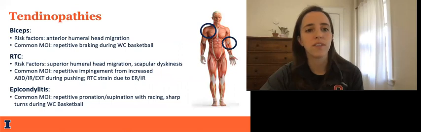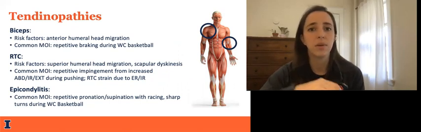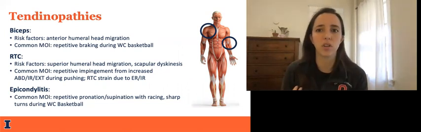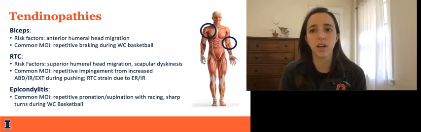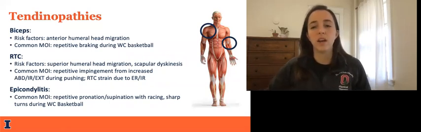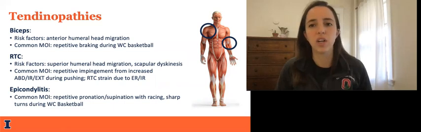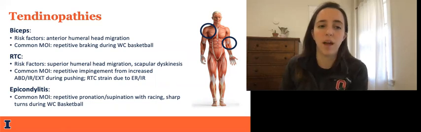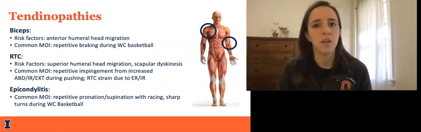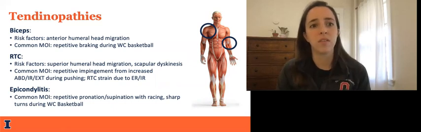So there's also a lot of tendinopathies that occur in wheelchair users. Biceps tendinopathy, we talked about a little bit at the beginning: that anterior humeral head migration, because you have so much tight anterior musculature, is going to put some stress on that tendon. Also in wheelchair basketball, you're getting a lot of braking going on at the rims and changing direction. And so that braking force is going to put an eccentric load on that biceps tendon, which can cause some irritation over time.